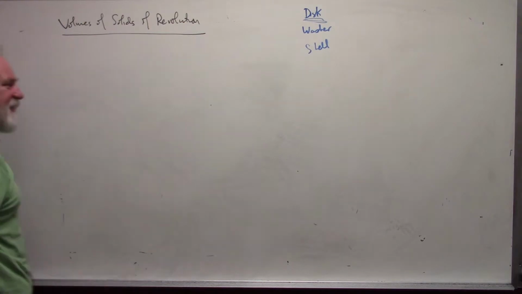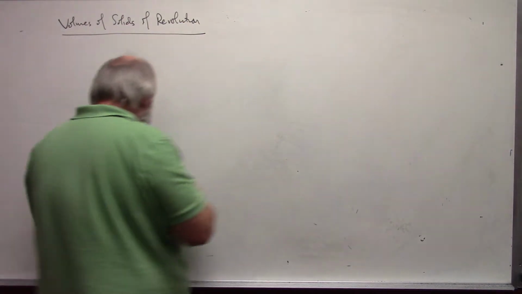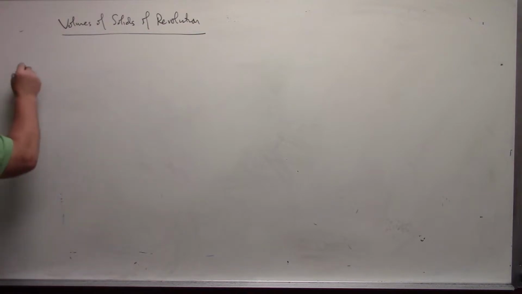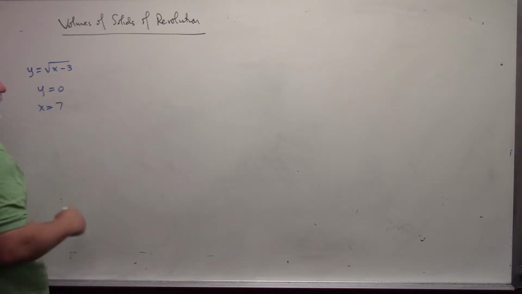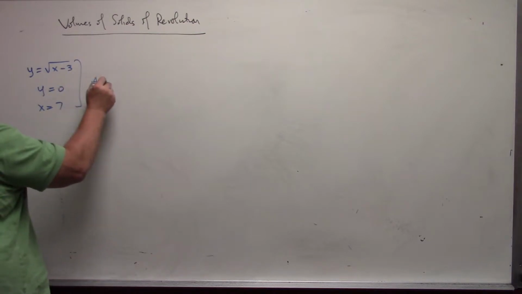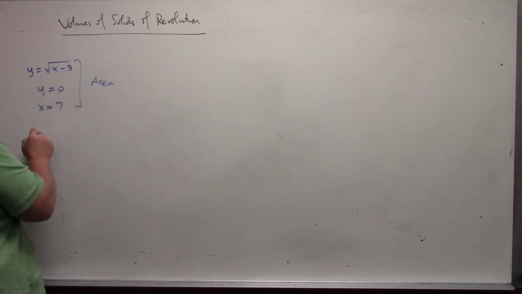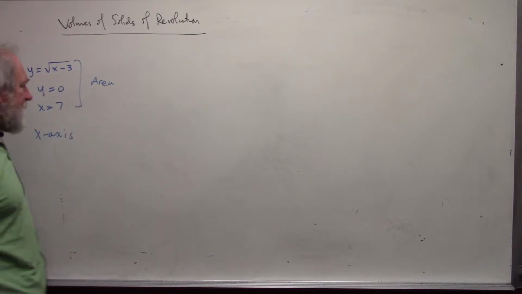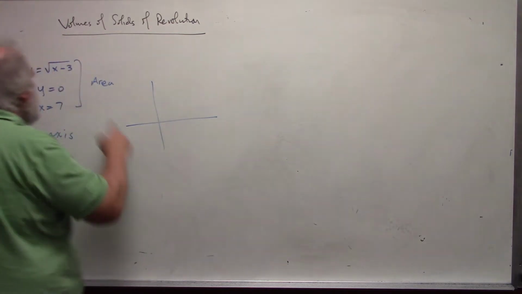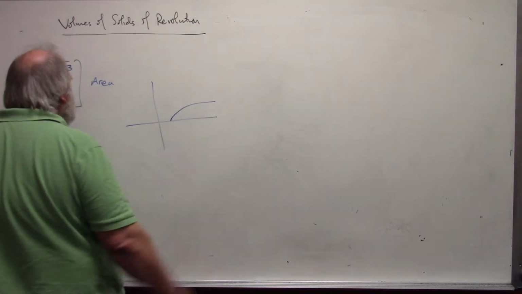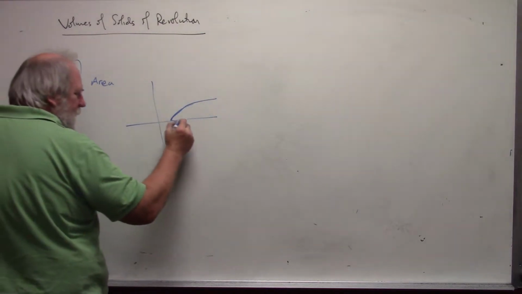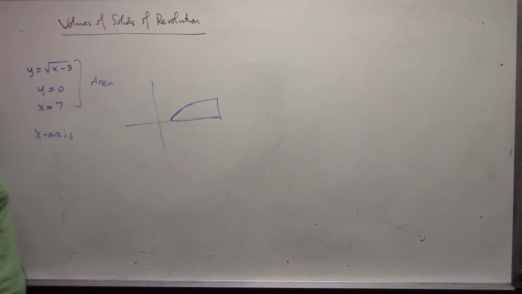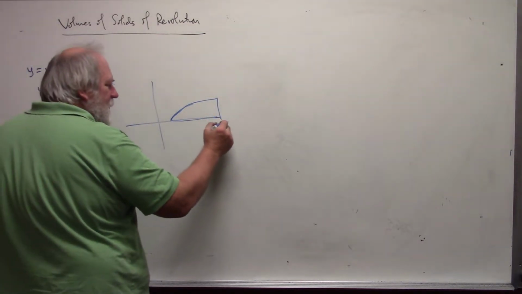Okay, so let's move to some examples of the disk method. Let's start off with y equals the square root of x minus 3, y equals 0, x equals 7. This area is bounded by these curves, and I want to rotate it about the x-axis. And so you should know what this kind of looks like. This is the square root function just shifted to the right 3 units, and y equals 0, of course, is the x-axis, and x equals 7 is the vertical line down here.